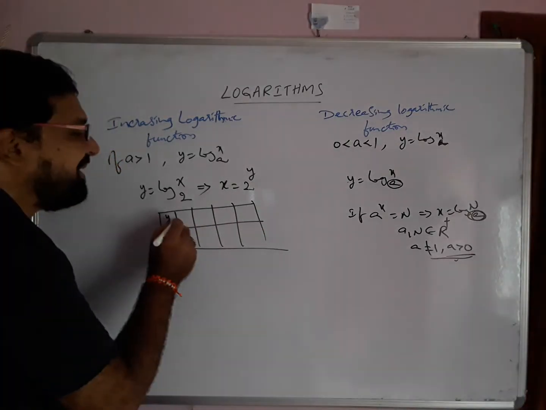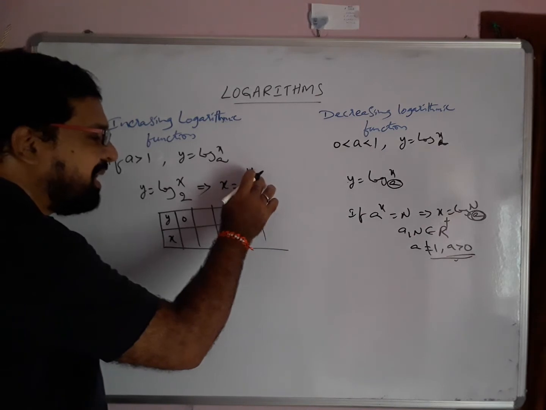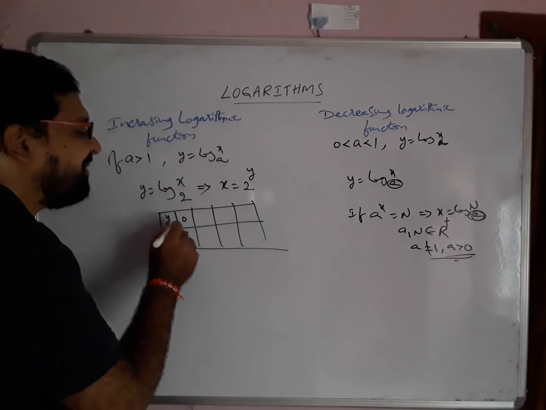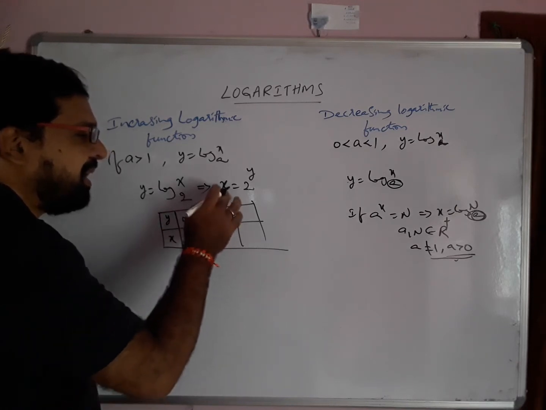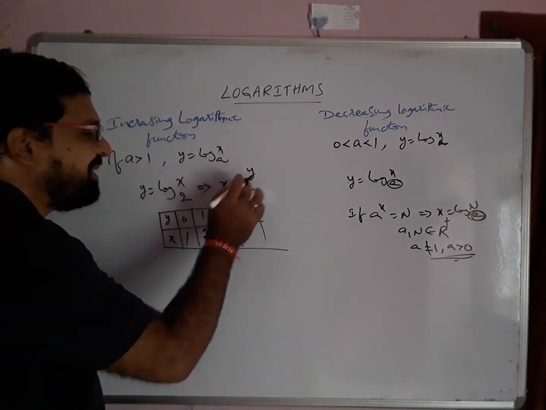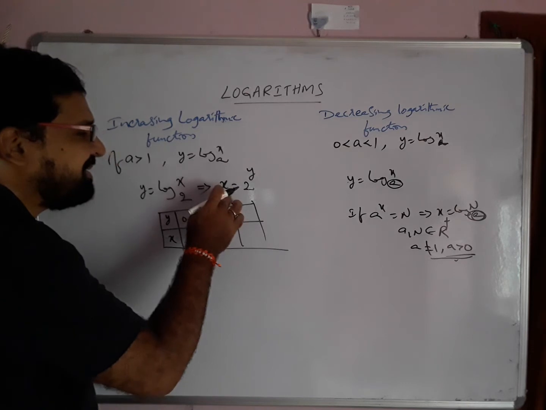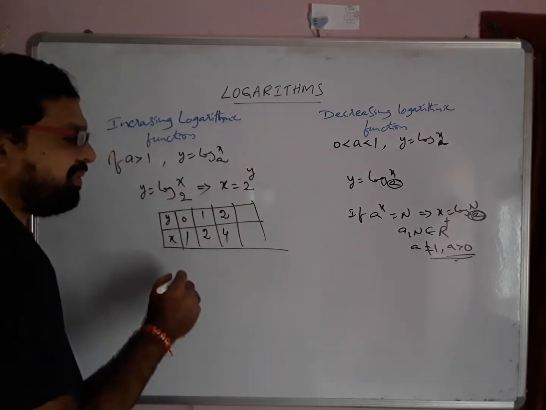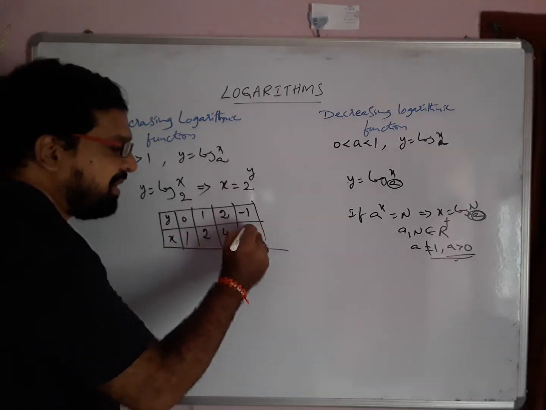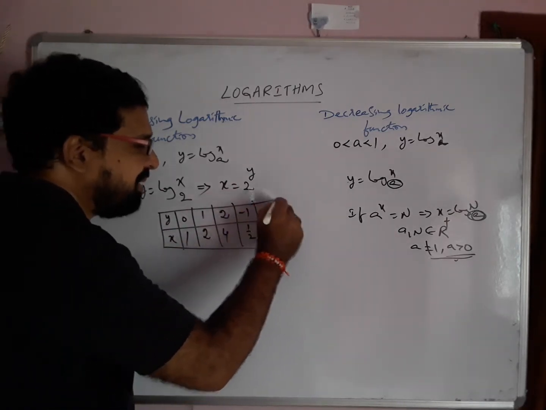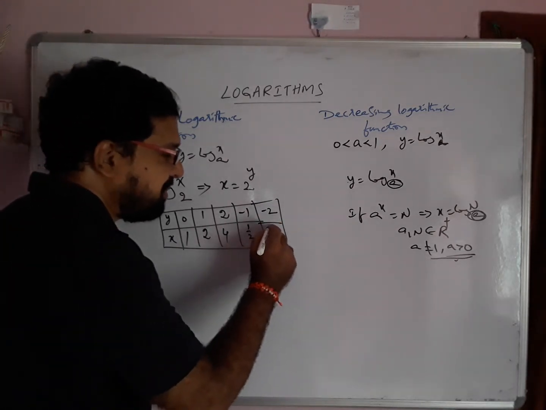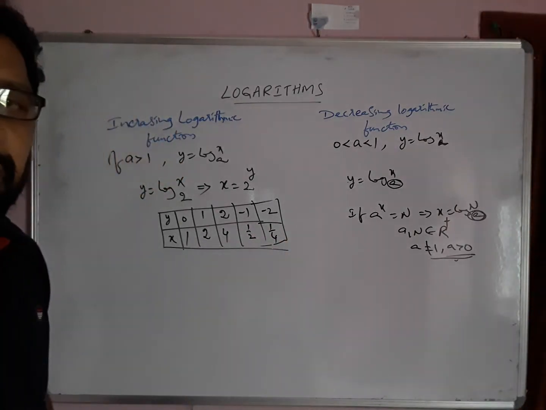So I take y is equal to 0. If y is equal to 0, then x is equal to 2 power 0, which is 1. Then y is equal to 1 gives x equal to 2 power 1, which is 2. y is equal to 2 gives x equal to 2 power 2, which is 4. For y is equal to minus 1, 2 power minus 1 is 1 by 2. And y is equal to minus 2 at last gives 2 power minus 2, which is 1 by 4. So we have the ordered pairs.